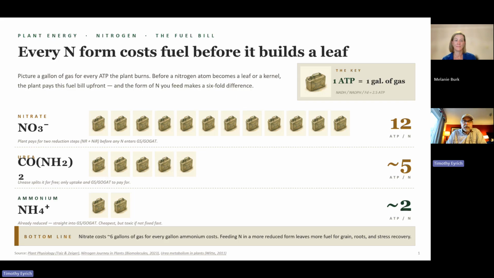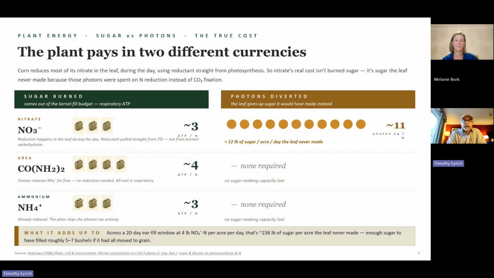Think of this in maybe a little different way: think of it as sugar burned or sugar diverted. Sugar burned is all about the same. So we've got this one way to look at it as gasoline. The thing that really kills us is when the plant is using more nitrate during this ear initiation stage than ammonium, it costs sugar.